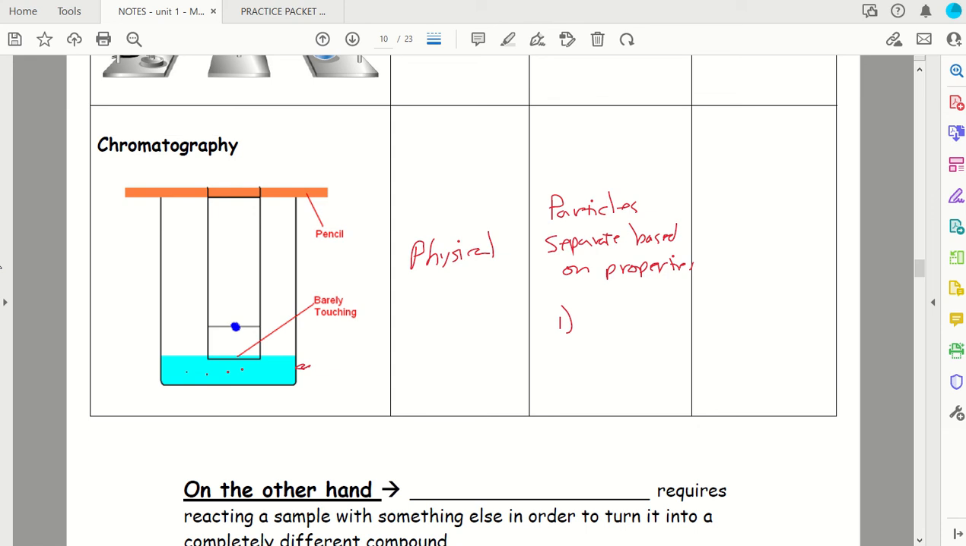Okay, well you'll know that the smaller ones will move up faster, and the larger ones will move up slower. And you also know that the ones that are more easily dissolved will stay in solution. The ones that are less easily dissolved will go up the piece of paper. So solubility is also a way to separate things this way. This is a really clever technique. It's more recent. It's a good way to separate solutions that look exactly the same.